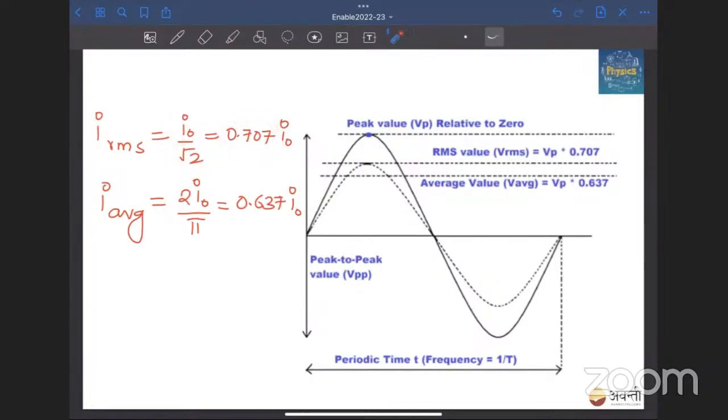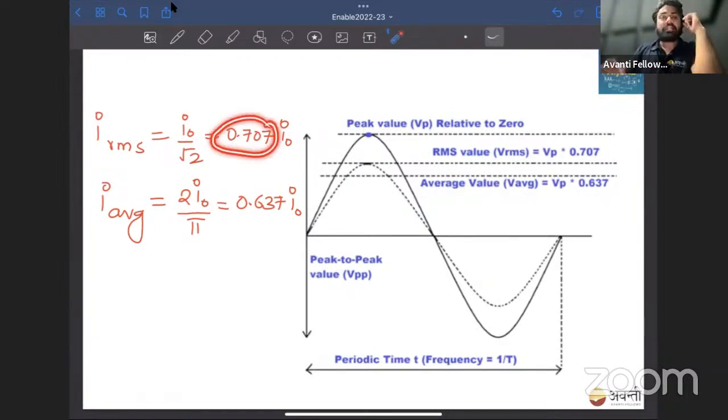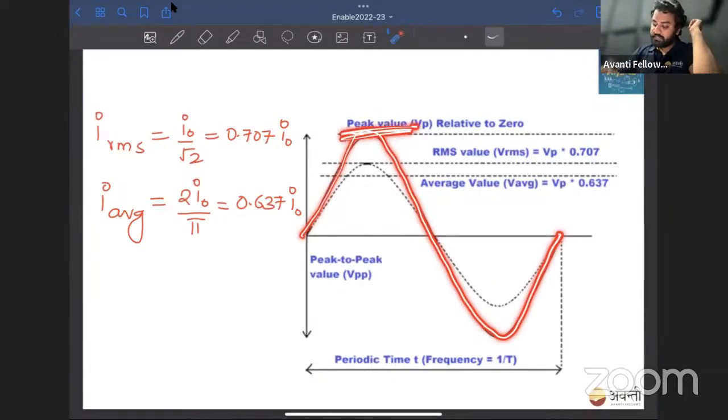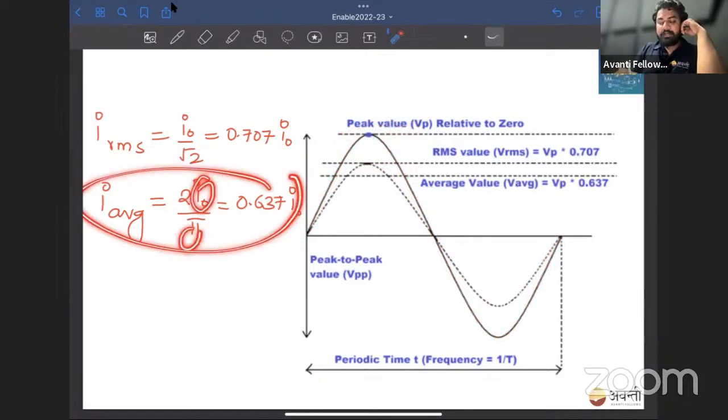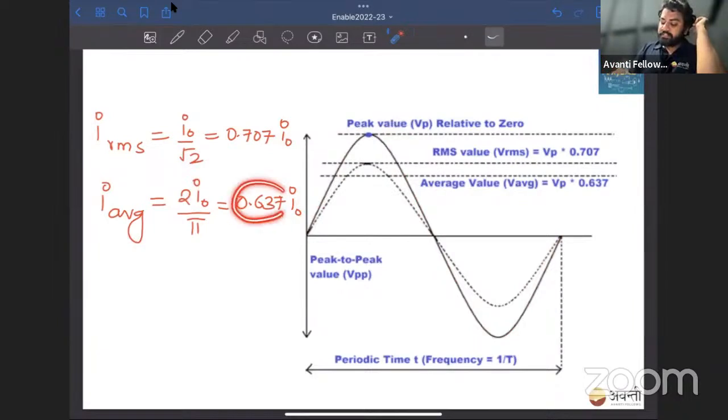Means RMS current is 0.707 times the peak current. So this is the peak current, and RMS is this one, 0.707 times the peak current. Then if I talk about average, which was 2 I naught by pi, where I naught is peak current, it is 0.637 times the peak current. So this is average. Okay, clear?